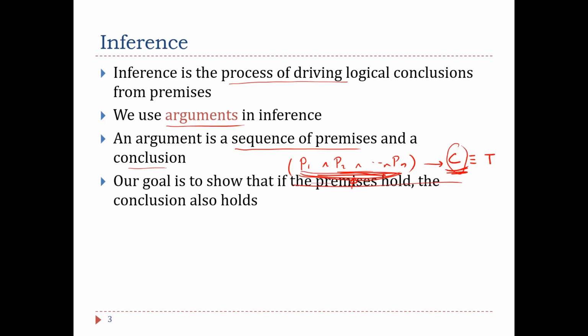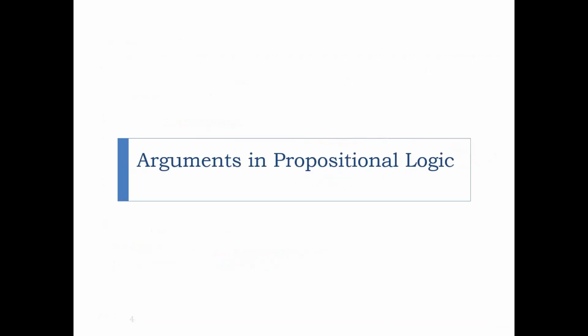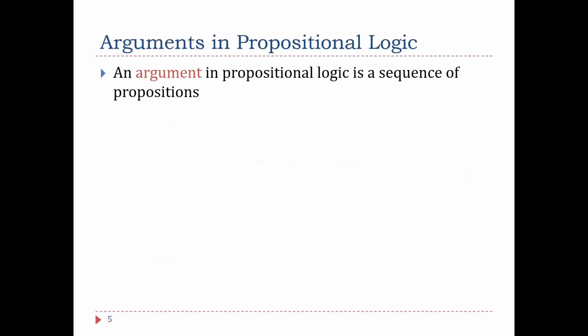So our goal is to show that if the premises hold, then the conclusion also holds. And we have two types of arguments in logic: arguments in propositional logic that we're going to learn in this video, and arguments in predicate logic that we're going to discuss on Thursday. Let's check the first type of arguments. You will see that these are the essence of inference. The rules for predicate logic are only 4 rules, and they are straightforward to apply. But we have several different rules or valid arguments in propositional logic, so we need to learn them and to master the way we apply them.